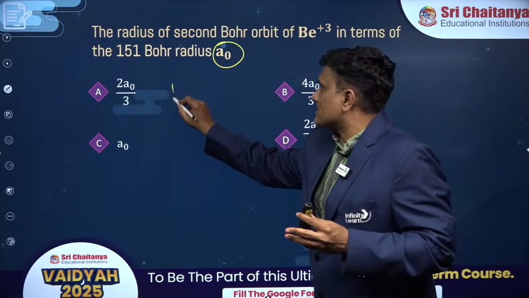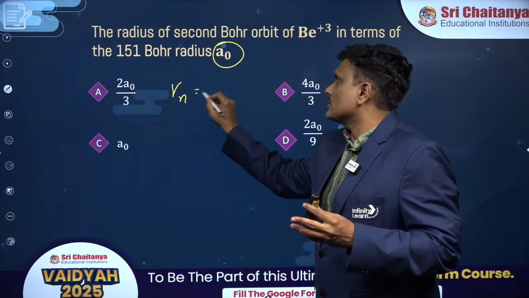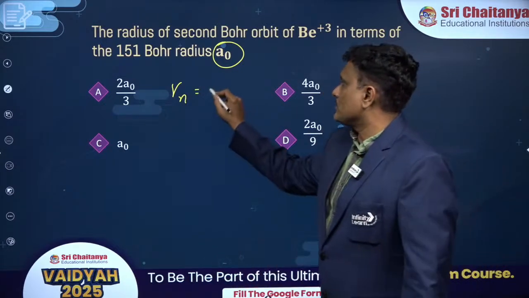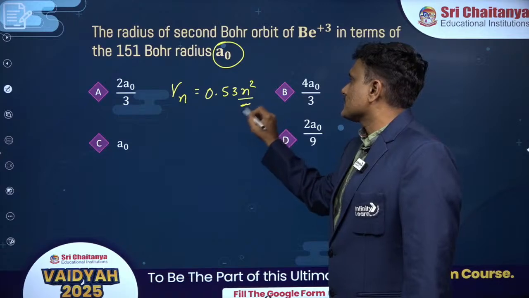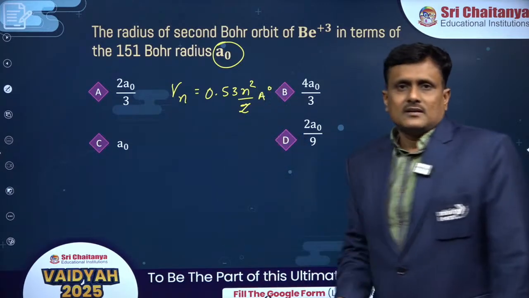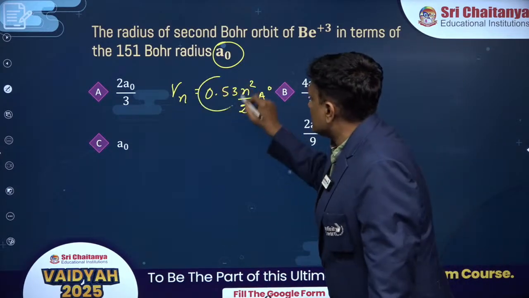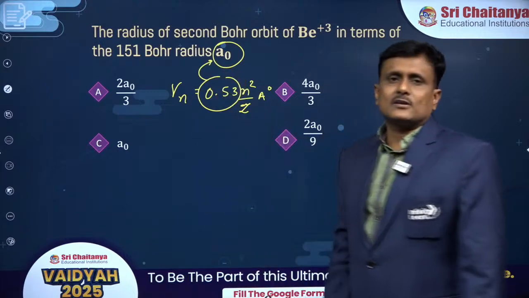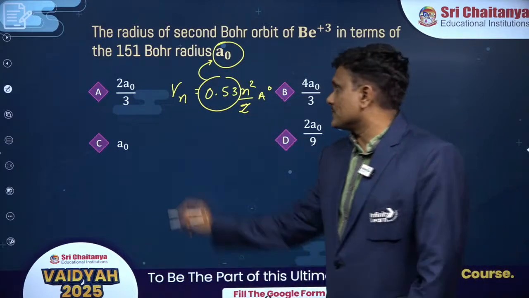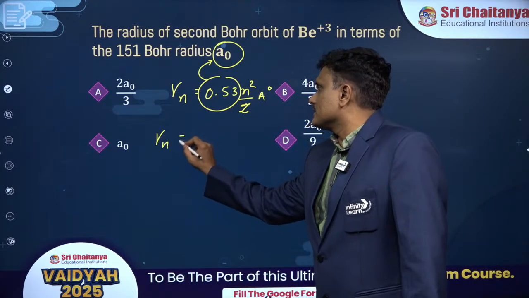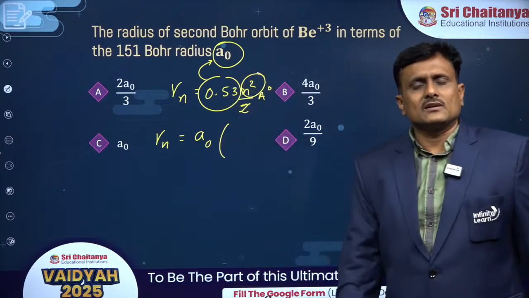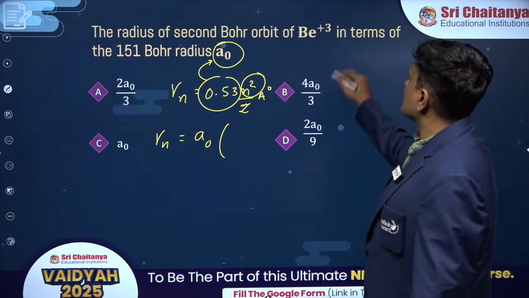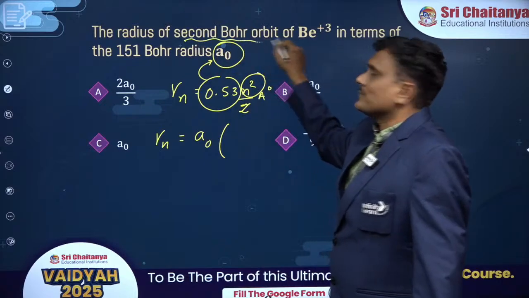So you know that the radius of the nth Bohr orbit, we generally write as 0.53 into n square by Z angstrom, isn't it? Over here the 0.53 is being mentioned as a naught. So you have to express your answer in terms of a naught. So you could see that Rn is equal to a naught into n square by Z, where n is the orbit number.